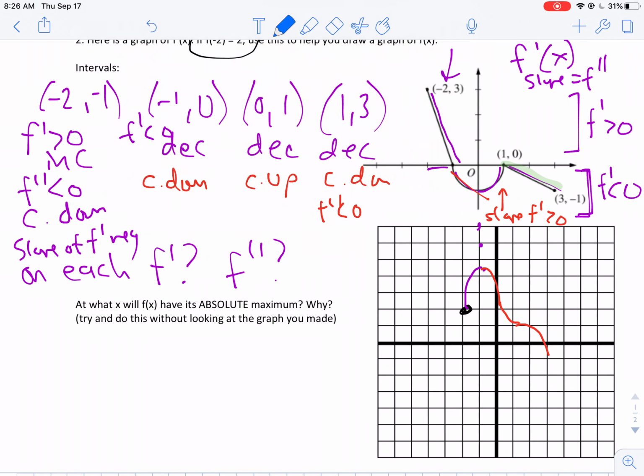This is something you'll see a couple times in the review. At what x will f have its absolute maximum? So we could just obviously look at a graph and see the absolute max is at -1. But I want to talk about how we can do that with this. Well, let's think about this.